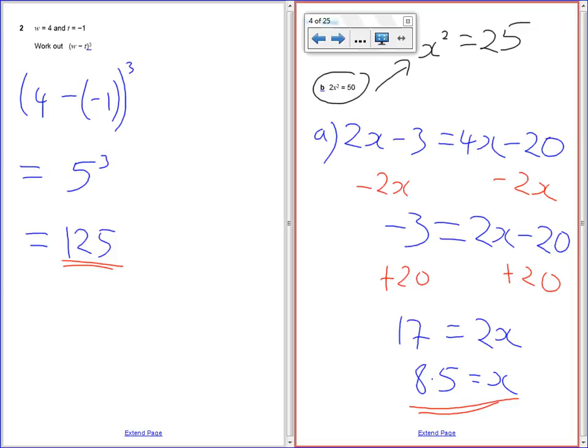And that's the same for any square number. The square root of 16 is 4 and negative 4. Remember, a negative multiplied by a negative gives a positive. So it's 5 and minus 5. Two answers you could have there. If you put both, you would have got 2 marks on part B.